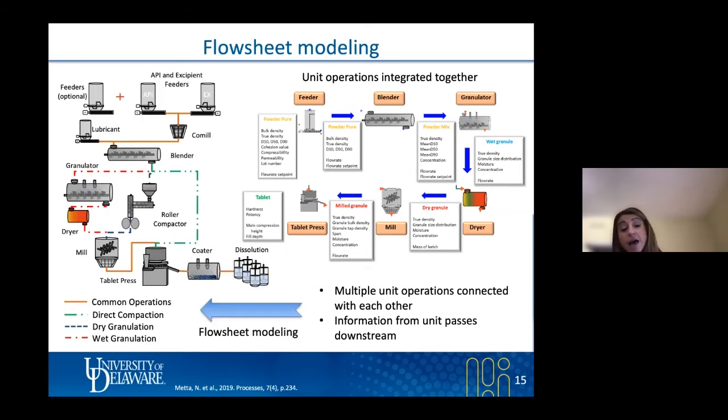And we have done that. We have utilized in our work most of the times gPROMS software. And what you see on the right is how the different properties of the material flow through the different unit equipments.